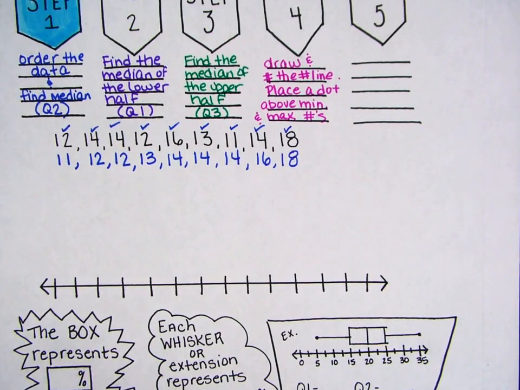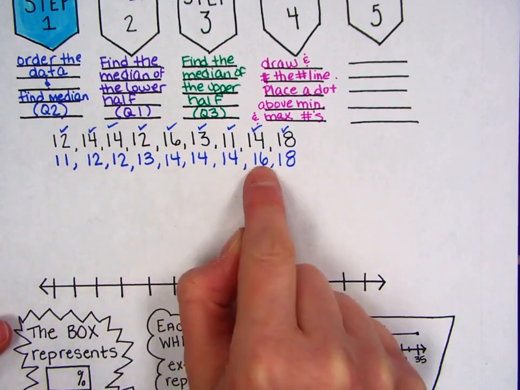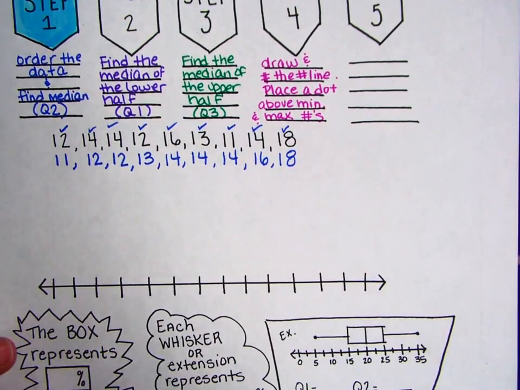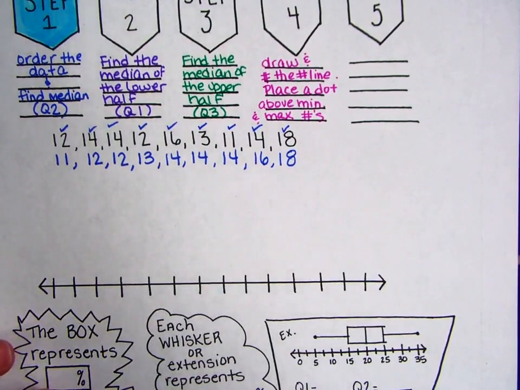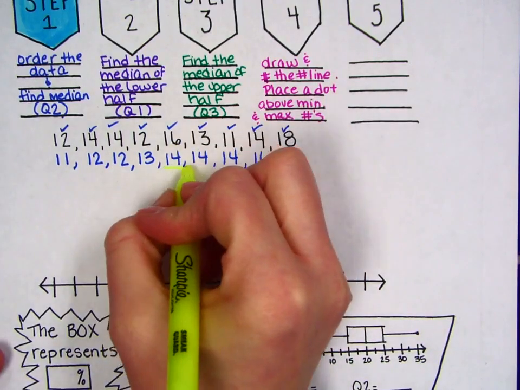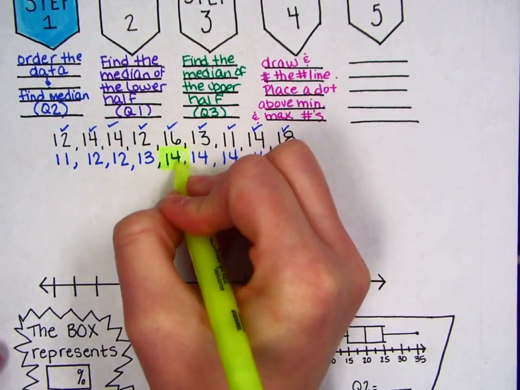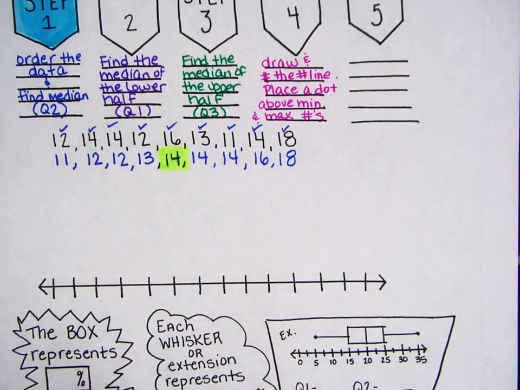All right, that was the first step, and then we had to find the median. I do notice there are 1, 2, 3, 4, 5, 6, 7, 8, 9 numbers in my data set, which is amazing because that means there is one middle number. There's one true median, and he happens to be this guy. I love it when it works out that way. So our median here is 14.